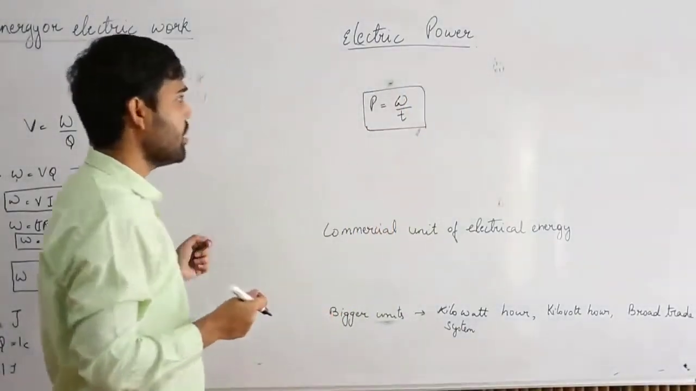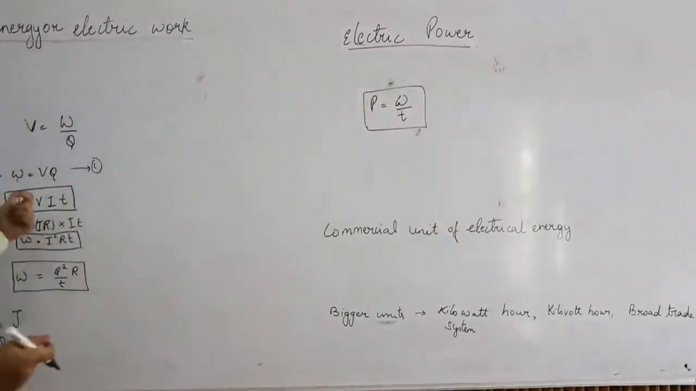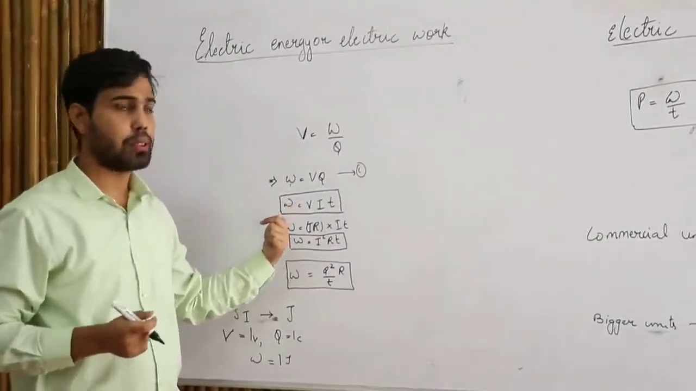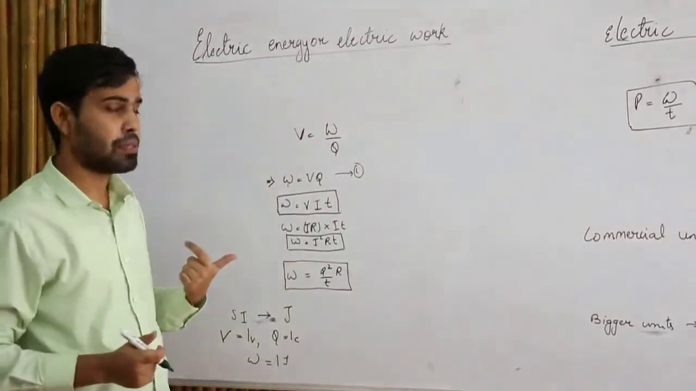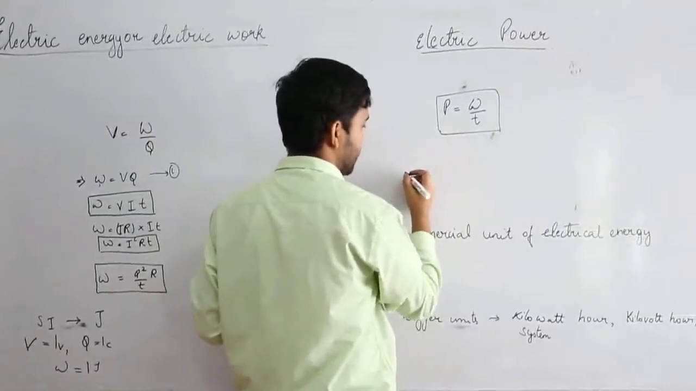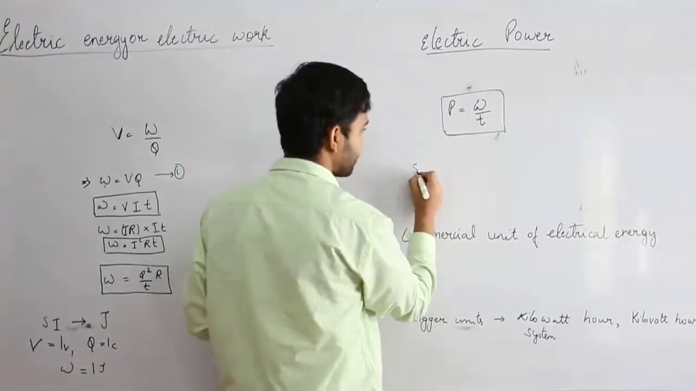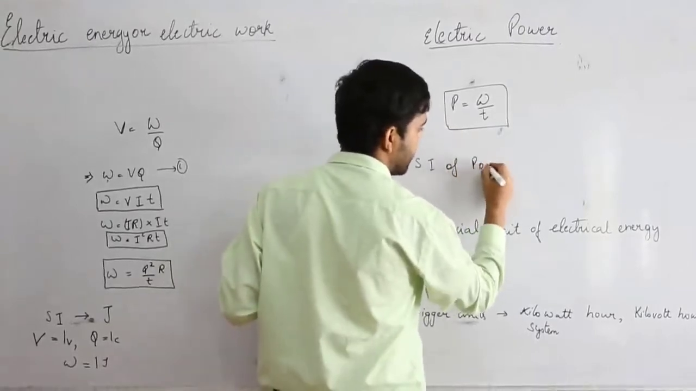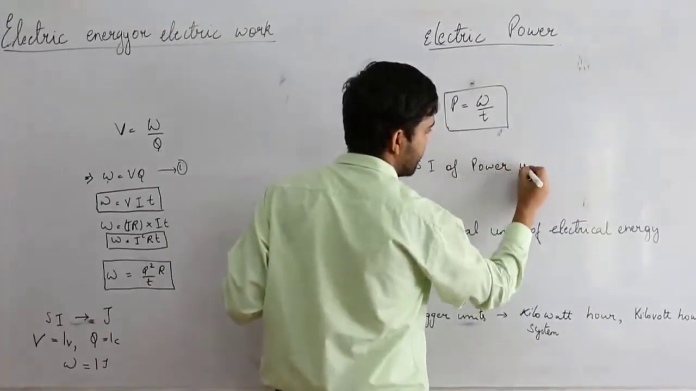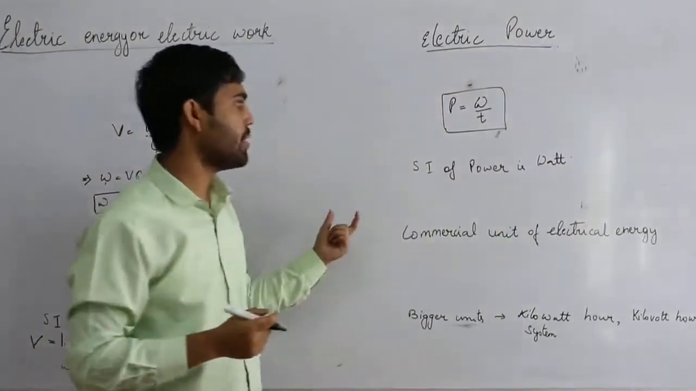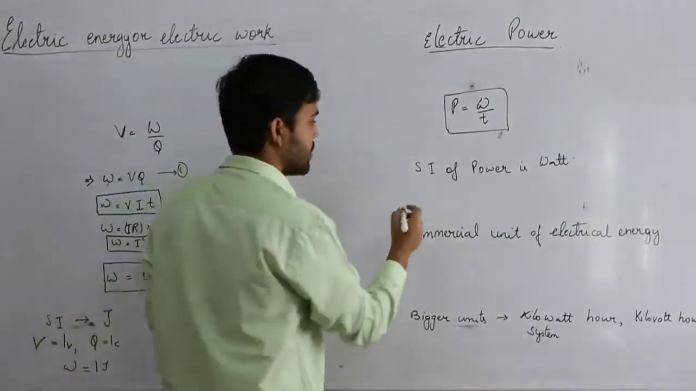Again, I have different formulas for W from here. Correspondingly, I'll get different formulas for power. And it is important to know the SI unit of power. So the SI unit of power is what? Now what is 1 watt?